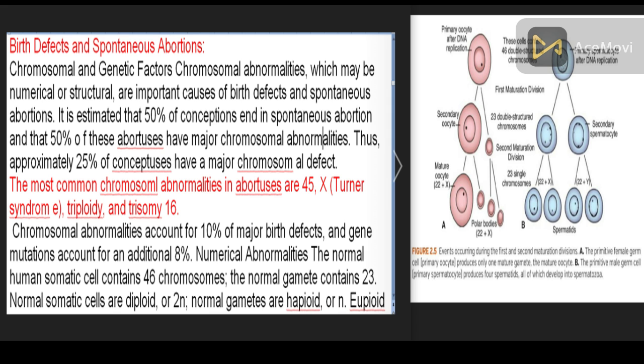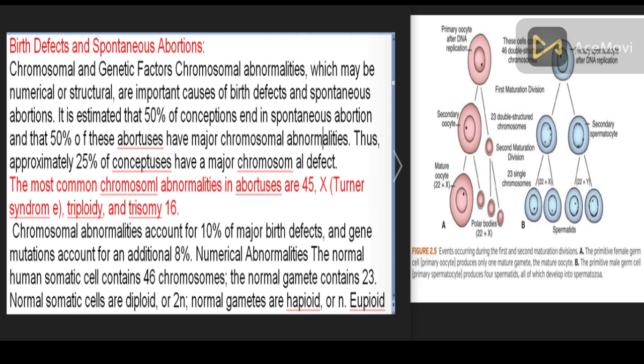Birth defects and spontaneous abortions: chromosomal and genetic factors. Chromosomal abnormalities, which may be numerical or structural, are important causes of birth defects and spontaneous abortions. It is estimated that 50% of conceptions end in spontaneous abortion and that 50% of these abortuses have major chromosomal abnormalities. Thus, approximately 25% of conceptuses have a major chromosomal defect.